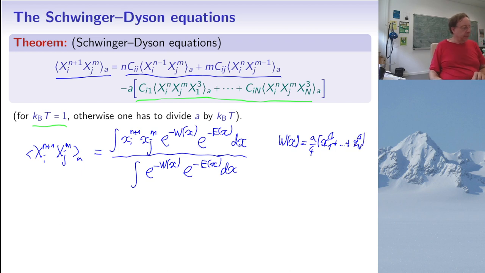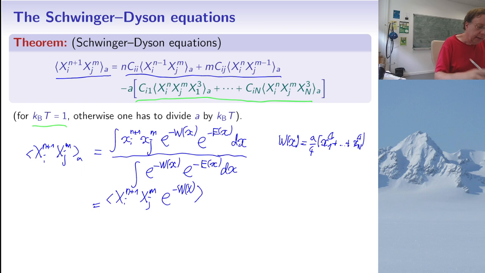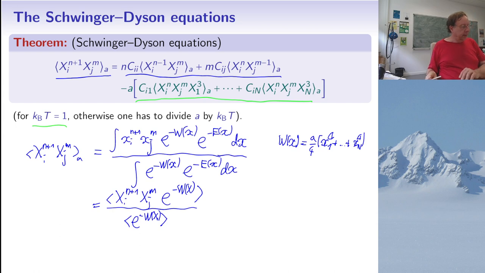All right, but now you see, since I've written these two integrals with respect to the old, the Gaussian measure, I can actually write this as a ratio of expectations under this Gaussian measure, just by adding this W term here. So like this for the numerator and for the denominator.